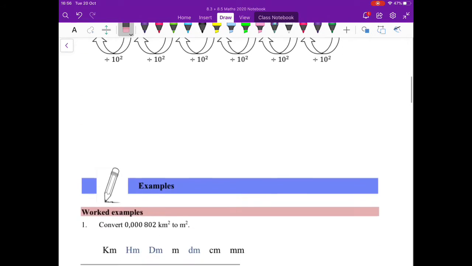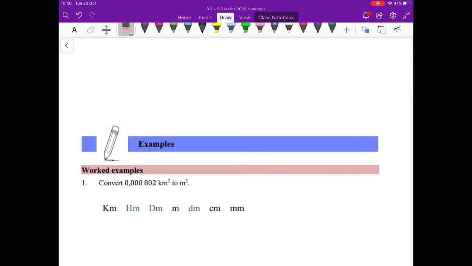So let's have a look at the first one. It says convert 0,00802 kilometers squared to meters squared. The first thing I'm going to do: I am going from kilometers to meters, which tells me I must multiply. How many bunny hops do I have to do? Well, it's 1, 2, 3 bunny hops. So I'm going to multiply by 1,000. But what we're looking at here is square units, so we have to multiply by 1,000 squared.